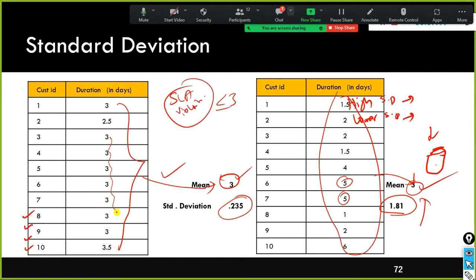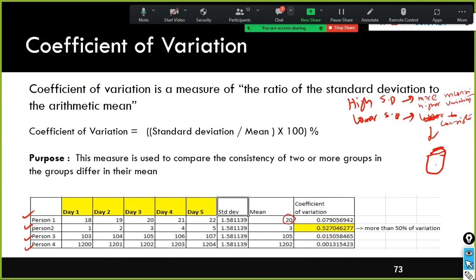3, 3, 3, 3, 3, 3. Only one variation is there here. And here only one variation is there. Not much variation. Hence the standard deviation is lesser here. So please remember, this is a very basic thing.